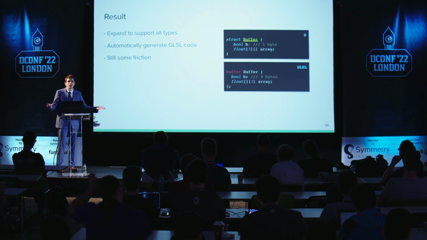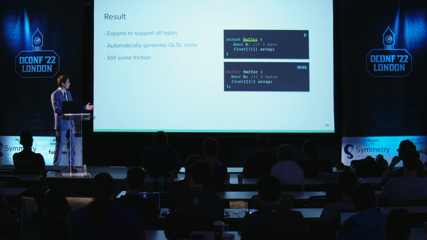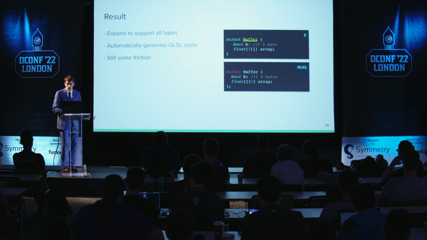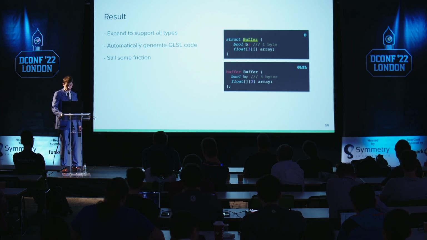And so there's still some mental friction where I have to switch, oh, right, this is not a D type, this is a GLSL type. Hence, I wish to switch maybe sometime to also write D code in shaders.